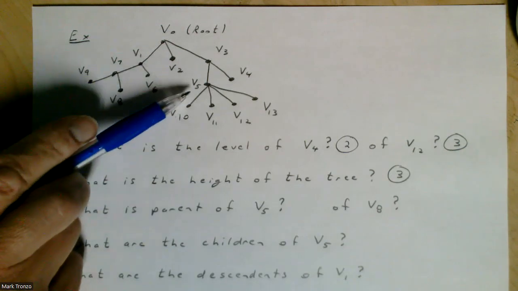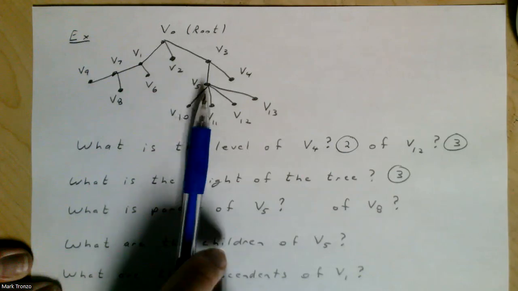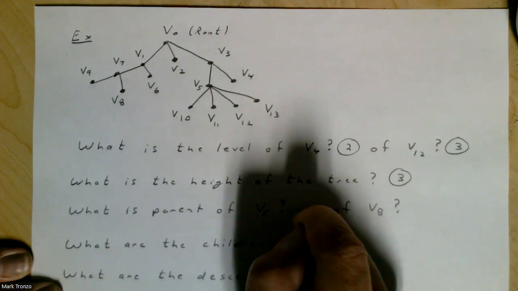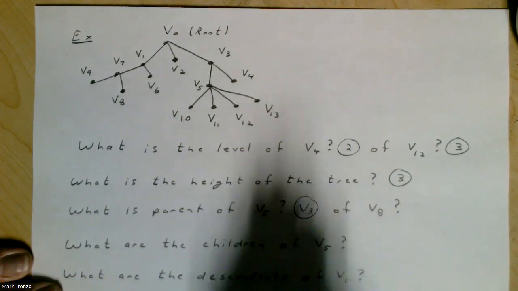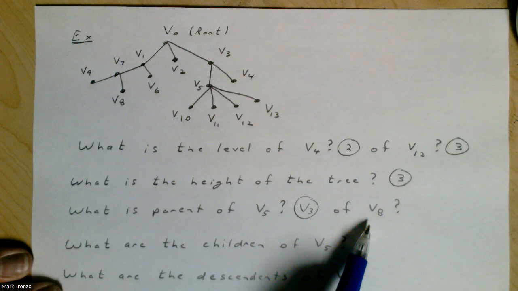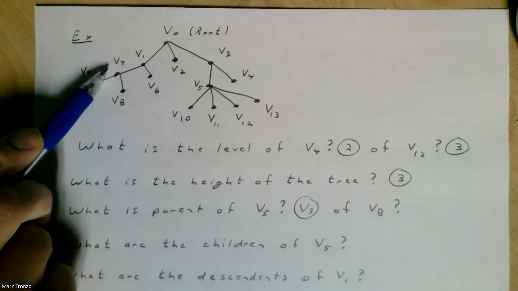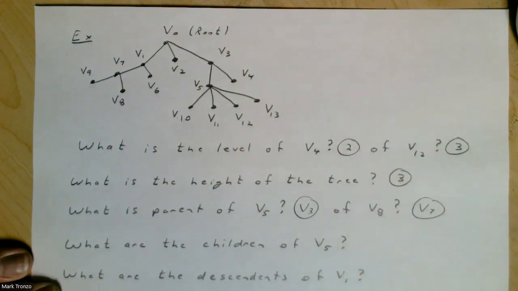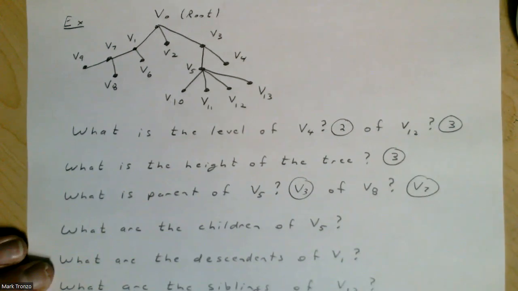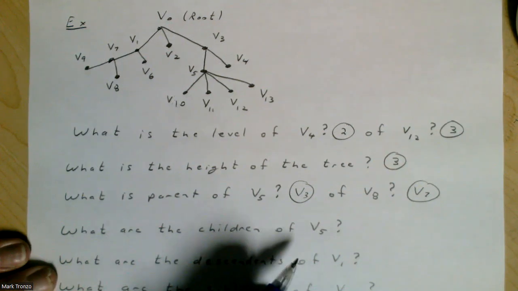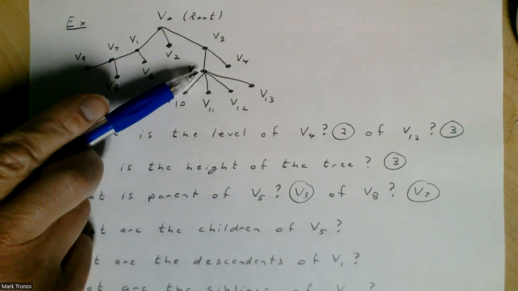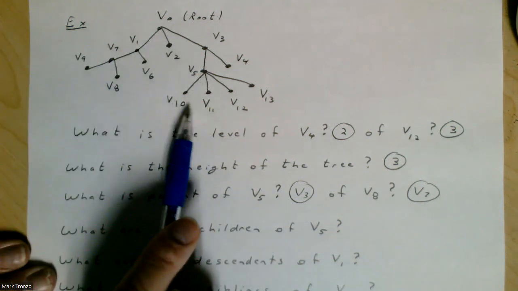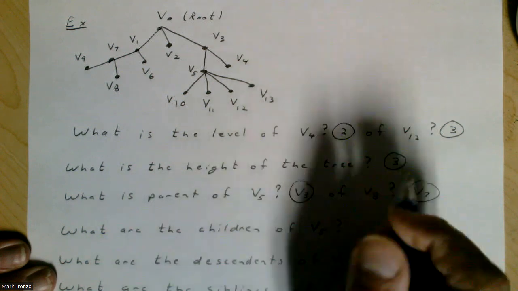And then what is the parent of V5? Just look here. V5 is here, and its parent is V3. And what is the parent of V8? Look over here. V8, its parent is V7. And what are the children of V5? Over here, you can see its children are V10, V11, V12, V13.